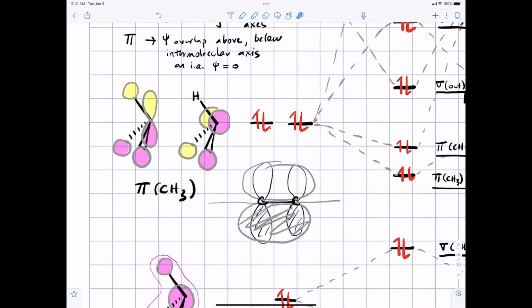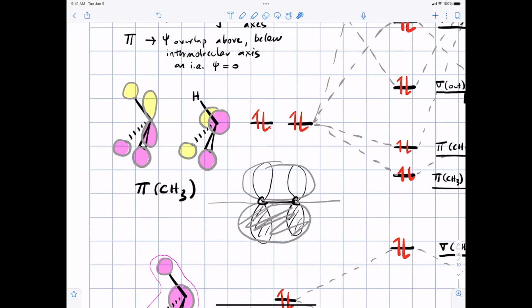Okay? So bonding type sigma orbitals are going to have, most of the time, density between nuclei along the internuclear axis, there won't be a node. For pi type orbitals, there will be a node along the internuclear axis.